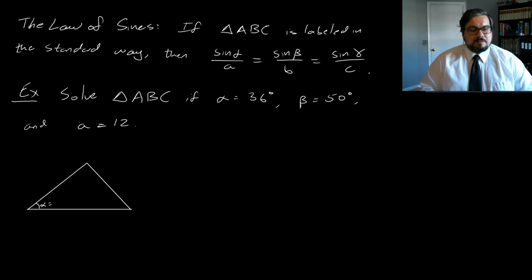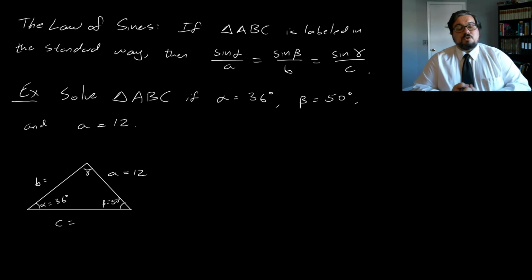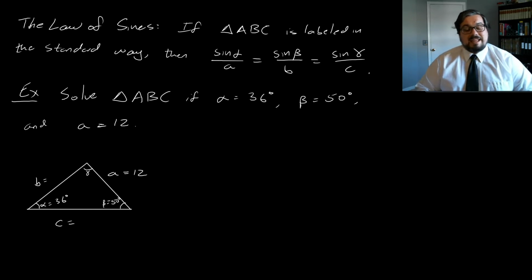So let's see. We've got alpha, which is 36 degrees. We have beta, which is 50 degrees, and we have gamma, which we don't know. We know that a is 12, and that's the side opposite alpha. We have b, which we don't know, and we have c, which we don't know. So we need to figure out gamma, b, and c.